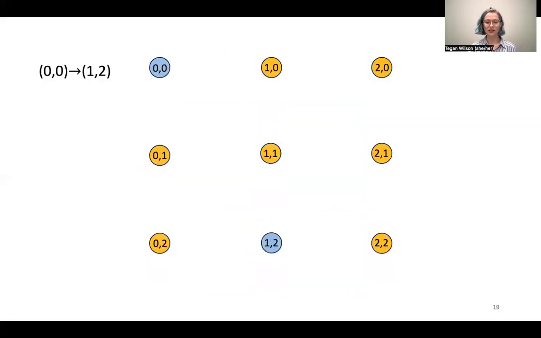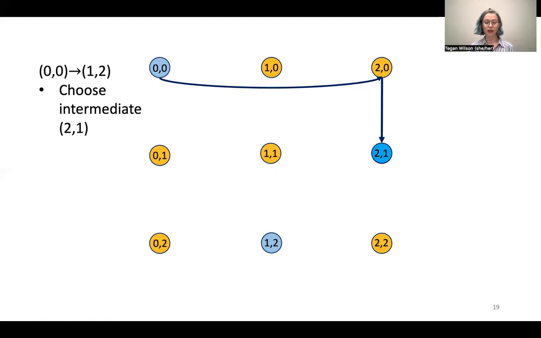So for example, if we wanted to route obliviously from 0, 0 to 1, 2 in this example here, first we pick some intermediate node, say 2, 1, and then we route on the semi-path of decreasing Hamming distance from 0, 0 to 2, 1. It'll use this set of physical hops. And then we route on the semi-path from 2, 1 to 1, 2, which uses this set of physical hops.